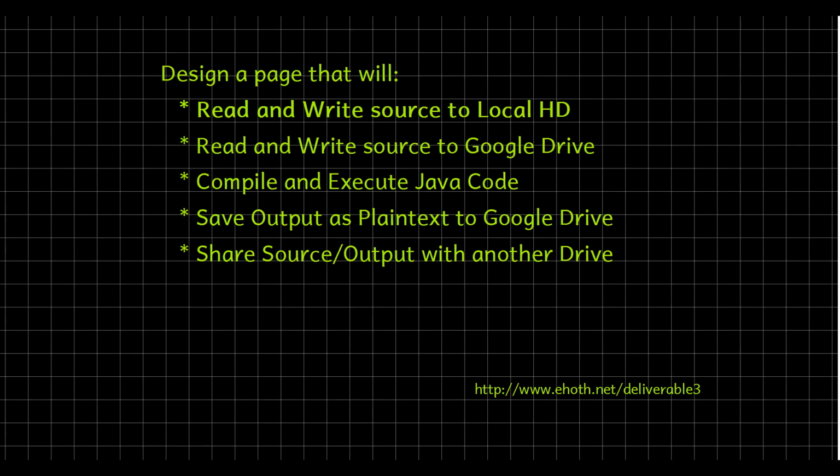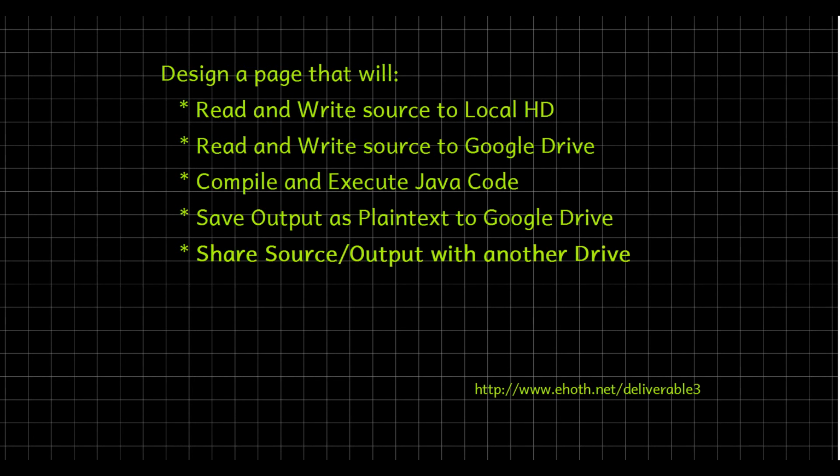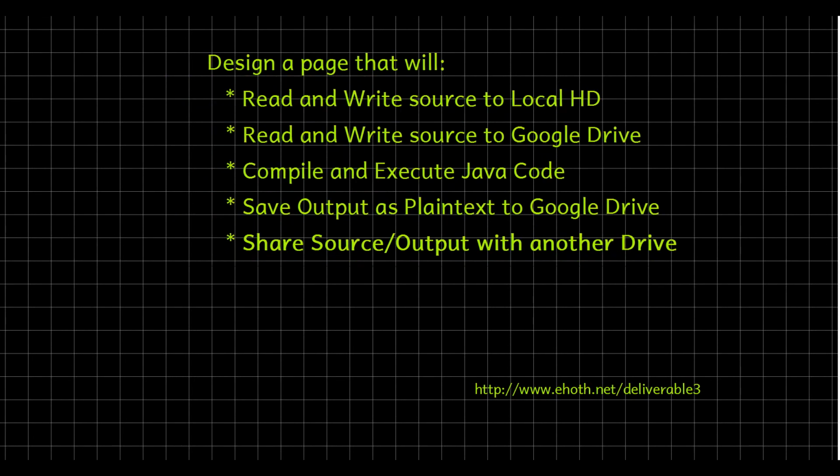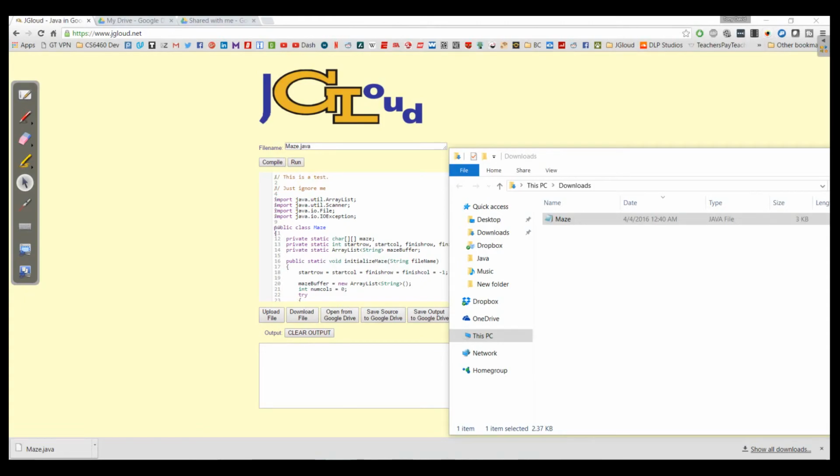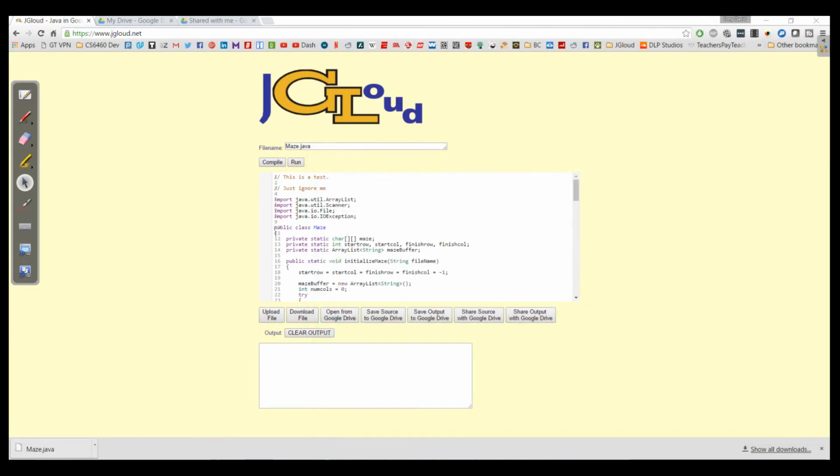So going on to our next page, we also need to be able to share source and output with another drive. So that's what we're talking about here. If I go back to my website, I want to talk about how to implement this. First thing to say is that the opening from Google Drive doesn't work fully. It does latch onto the file, but it does not get all of the contents of the file. But I need to have the file ID in order for this to work.